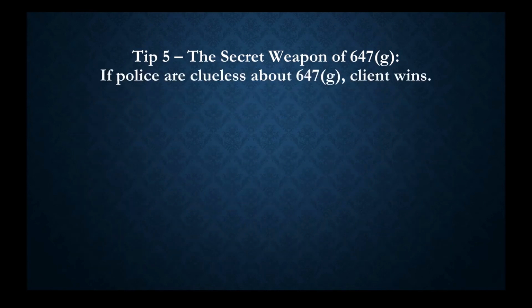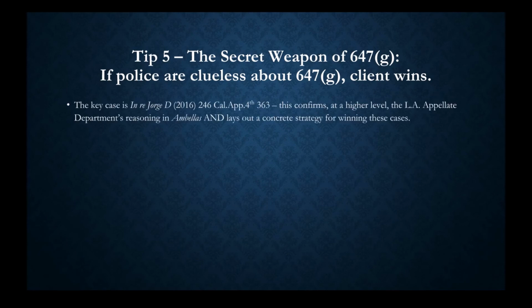But it turns out that there's case law from 2016 which says if the police don't know about 647G, if they don't know it exists, basically, and you can prove that, your client wins. Your client's not guilty. Jorge D is the case here, 246 Cal.App.4th 363. That confirms the reasoning in the Ambellas case, which I just talked about, the LA Appellate Department's case. And it lays out a strategy you can copy for winning these cases.